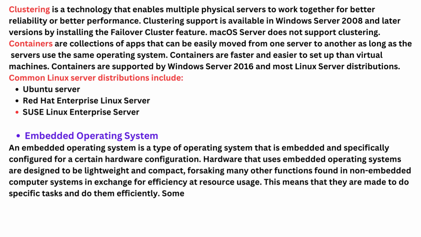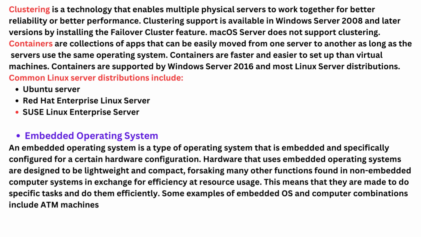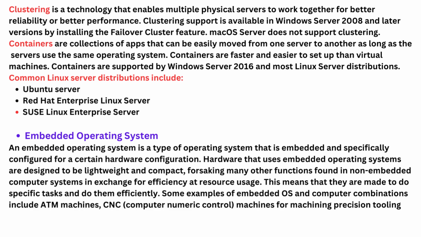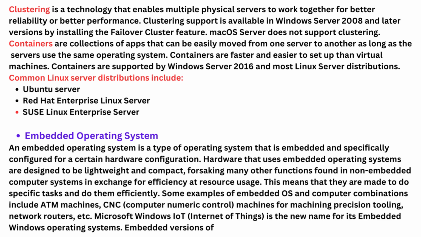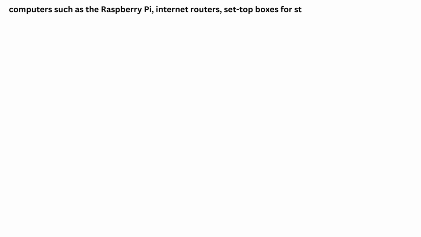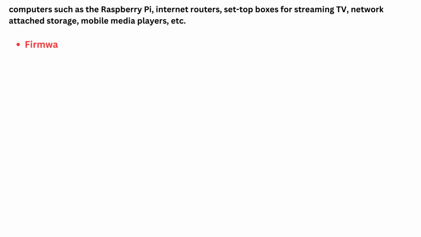Some examples of embedded OS and computer combinations include ATM machines, CNC (computer numeric control) machines for machining precision tooling, network routers, etc. Microsoft Windows IoT, Internet of Things, is the new name for its embedded Windows operating systems. Embedded versions of Linux are widely used in small, single-board computers such as the Raspberry Pi, internet routers, set-top boxes for streaming TV, network-attached storage, mobile media players, etc.